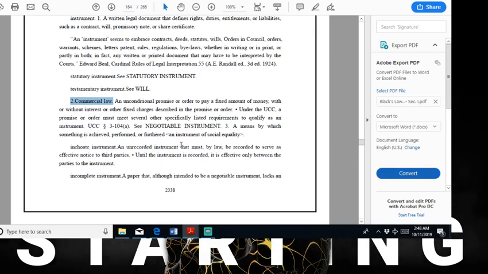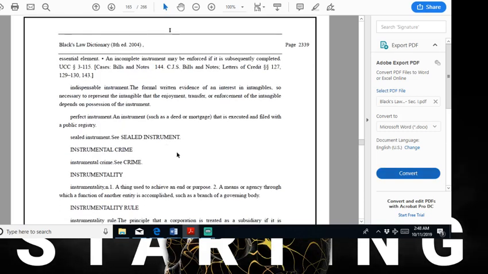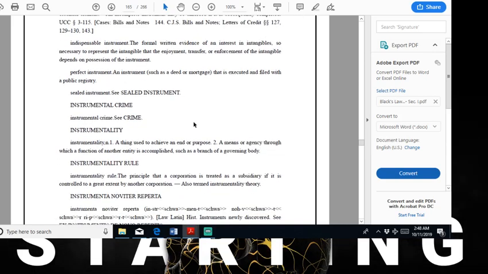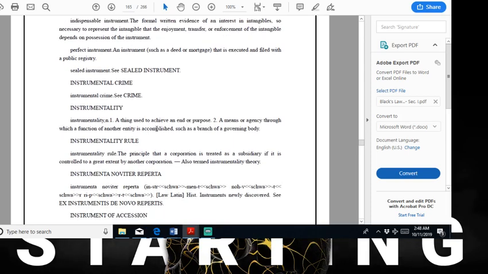Breaking this down, getting into the instrumentality doctrine, showing y'all this information, just getting into the essentials of this information. I'm not gonna go through all this. I just want to show you something, and I'm just breaking all of this down. A thing used to achieve an end or a purpose. A means or agency through which a function of another entity is accomplished, such as a branch of governing body.